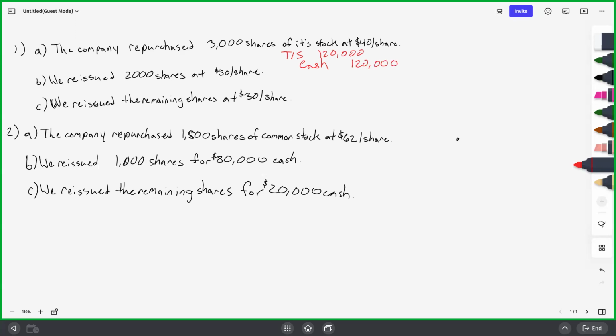All right, perfect. So 1B, we reissued 2,000 shares at $50 per share. Cash 100,000. So what was that? It wouldn't be 100,000. So treasury stock 80,000.